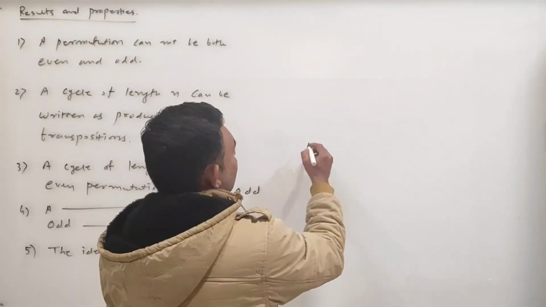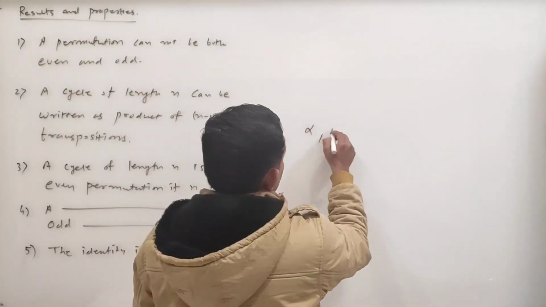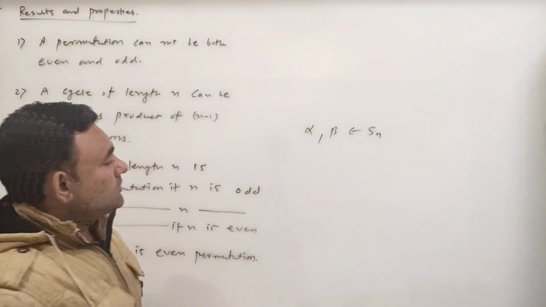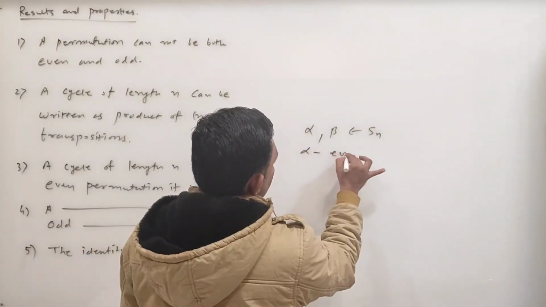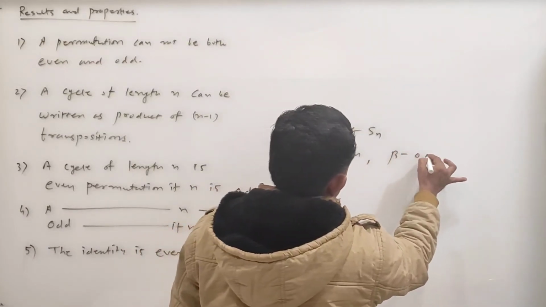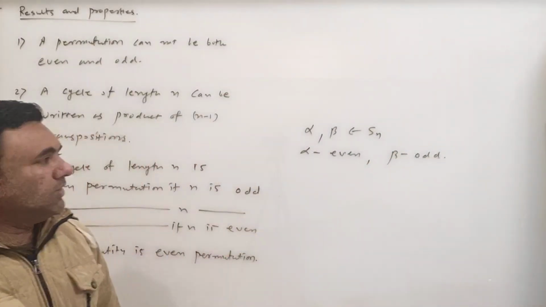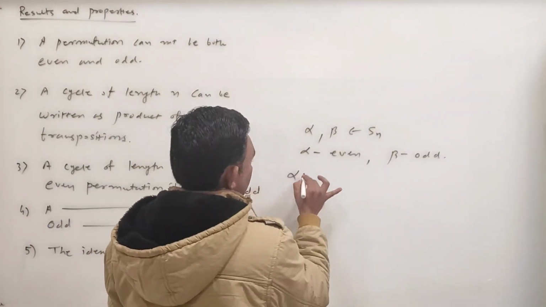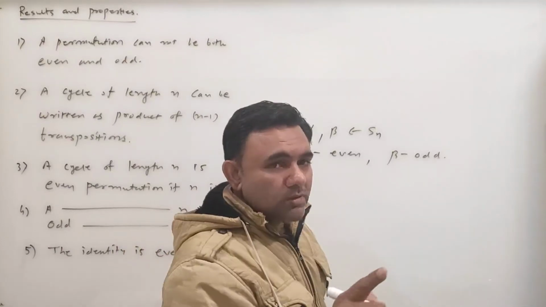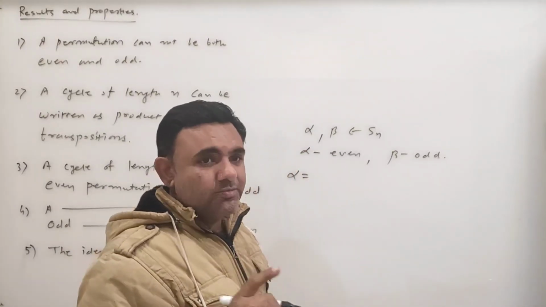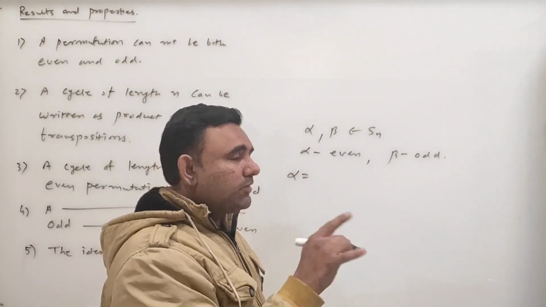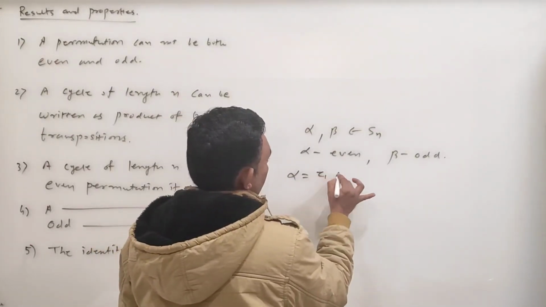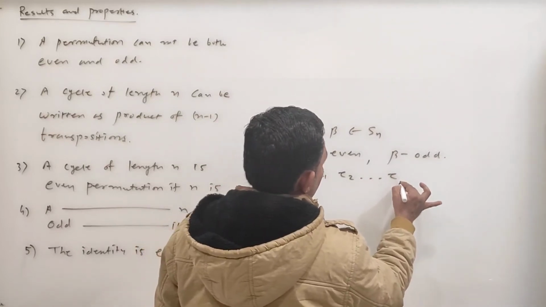Say you consider alpha and beta belonging to Sn. Take these 2 permutations. Suppose alpha is even and beta is odd. Alpha can be written as a product of transpositions, and the number of required transpositions is even by definition. So let alpha be equal to tau 1 tau 2 up to tau r.